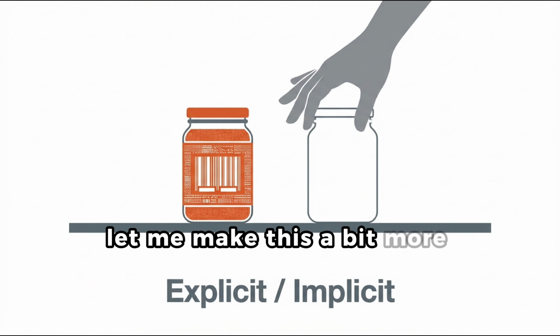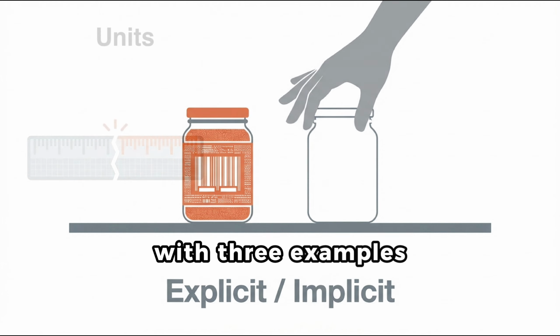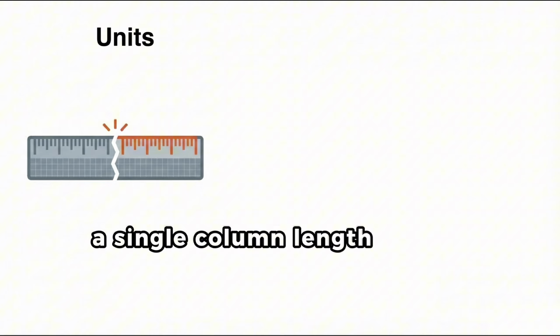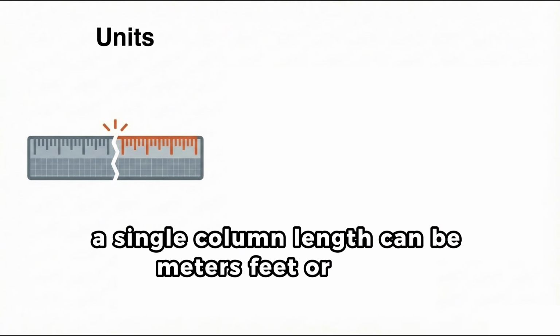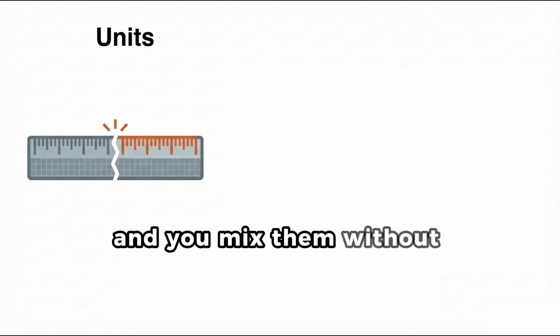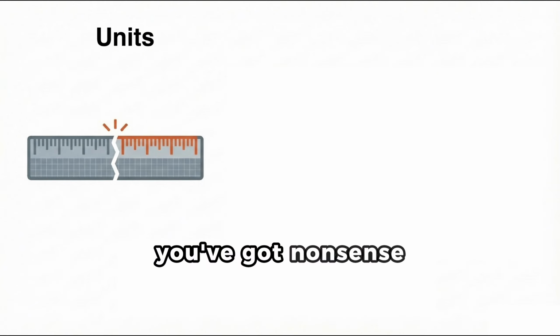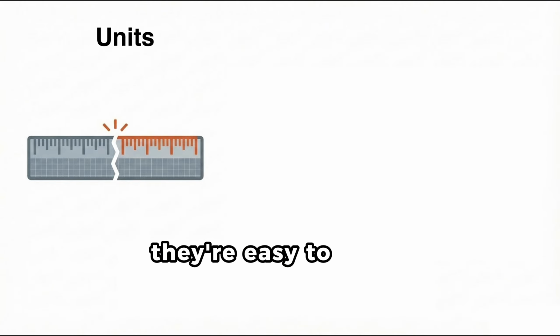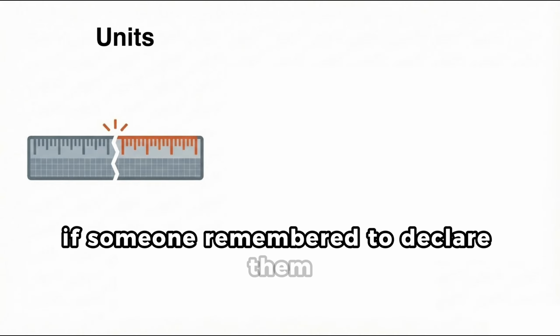Let me make this a bit more concrete with 3 examples. First, units. A single column, length, can be meters, feet, or miles. If 2 datasets use different units and you mix them without conversion, you've got nonsense. Units are a form of explicit semantics. They're easy to check if someone remembered to declare them.